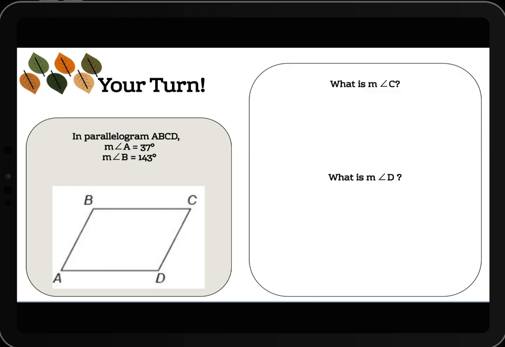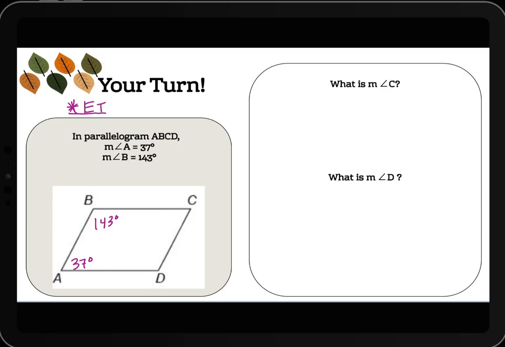Looking at another example, we're going to go ahead and determine in the parallelogram ABCD, angle A is 37 degrees and angle B is 143 degrees. I would highly recommend that you pay attention to this particular slide in reference to your exit ticket.